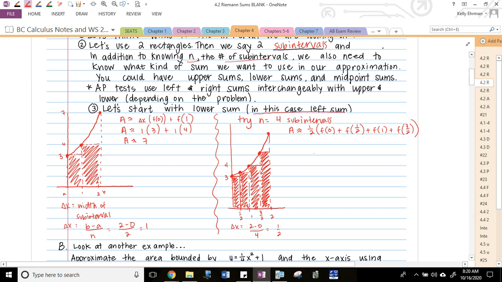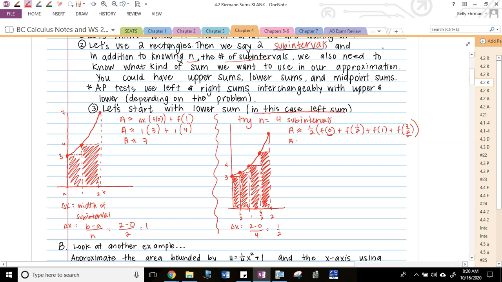So notice when you're doing a lower sum, or in this case a left sum, that you include the left side of the interval, and the right side of the interval, the f of 2, never makes it into your sum because you're not using that point. If you do, you'd be outside of the range of interest.